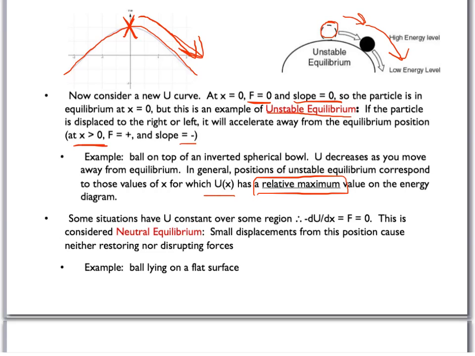Some situations have a potential energy that is constant over some region, and if we were to graph out this potential energy, we'd find that the graph for some of these objects is actually just a constant. And so if we look at the derivative, it's always going to be zero. This is what we would consider to be a neutral equilibrium. Small displacements to the right or to the left of this type of graph are not going to cause a restoring force, and they're also not going to cause a disrupting force trying to move it away from that position. This would be like a ball that's lying on a flat surface. So as you displace it to the right or the left, it's not going to accelerate either towards or away from equilibrium.